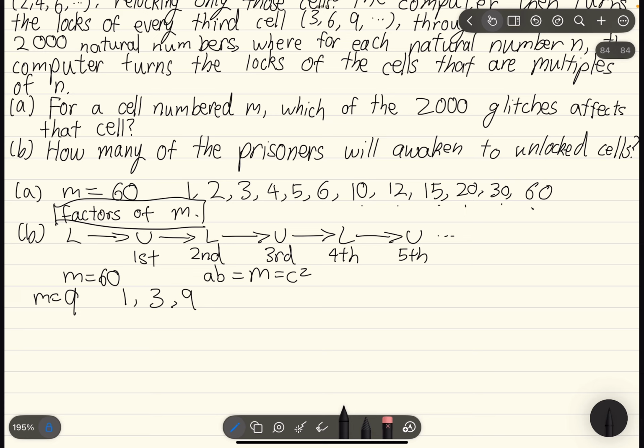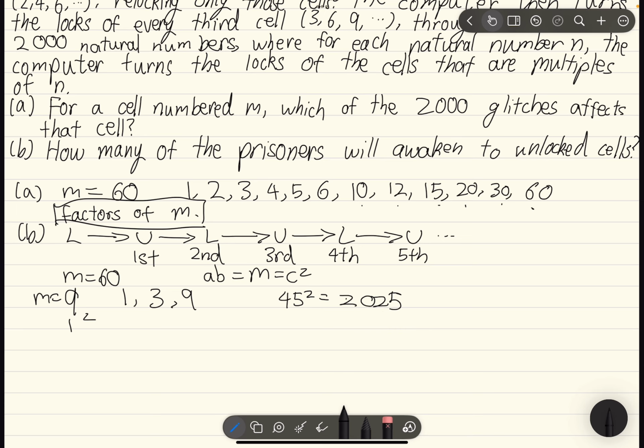So how many square numbers are there then? That's what the problem is asking. How many square numbers are from 1 to 2,000 inclusive? Now, 45 squared is 2025, because I just memorized it. So 45 squared is 2025, and 1 squared is obviously 1. So 2025 is bigger than 2,000.